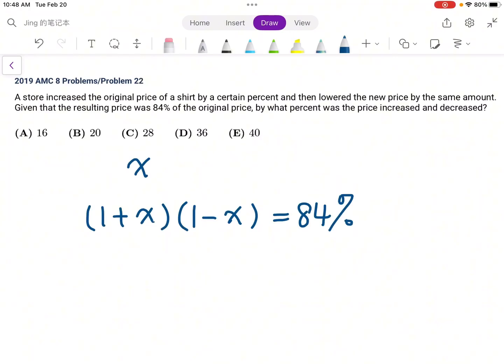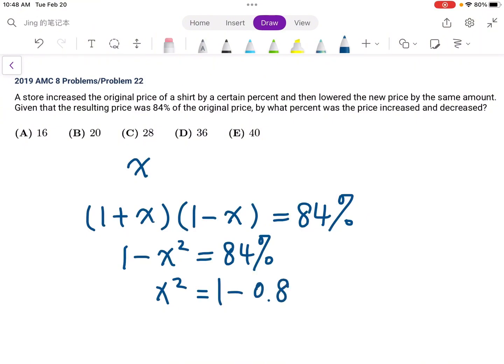So we solve this equation, we simplify it. The left equals 1 subtract x squared equals 84%. That means x squared equals 1 subtract 0.84 equals 0.16. So x equals 0.4 equals 40%.